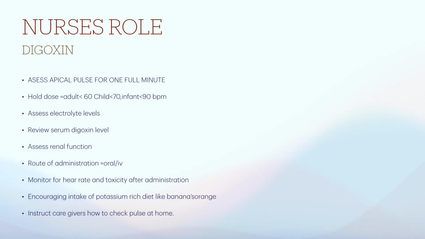Let's check the nurse's role while giving digoxin. Assess apical pulse for 1 full minute. Hold the dose if heart rate is less than 60 bpm for adult, less than 70 bpm for child, or less than 90 bpm for infant. For infant, less than 60 is considered as no pulse.